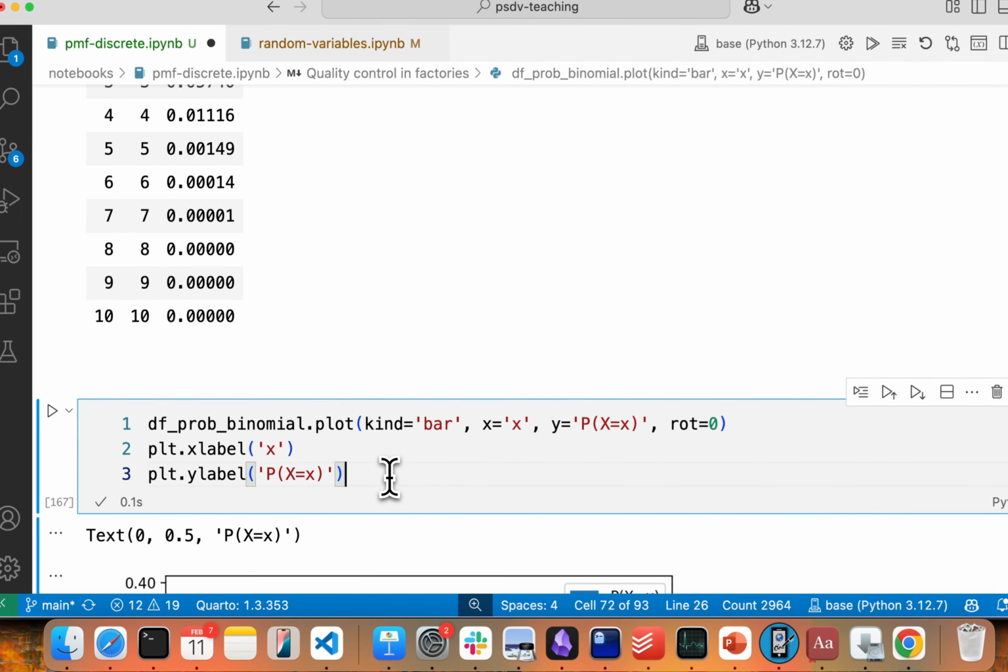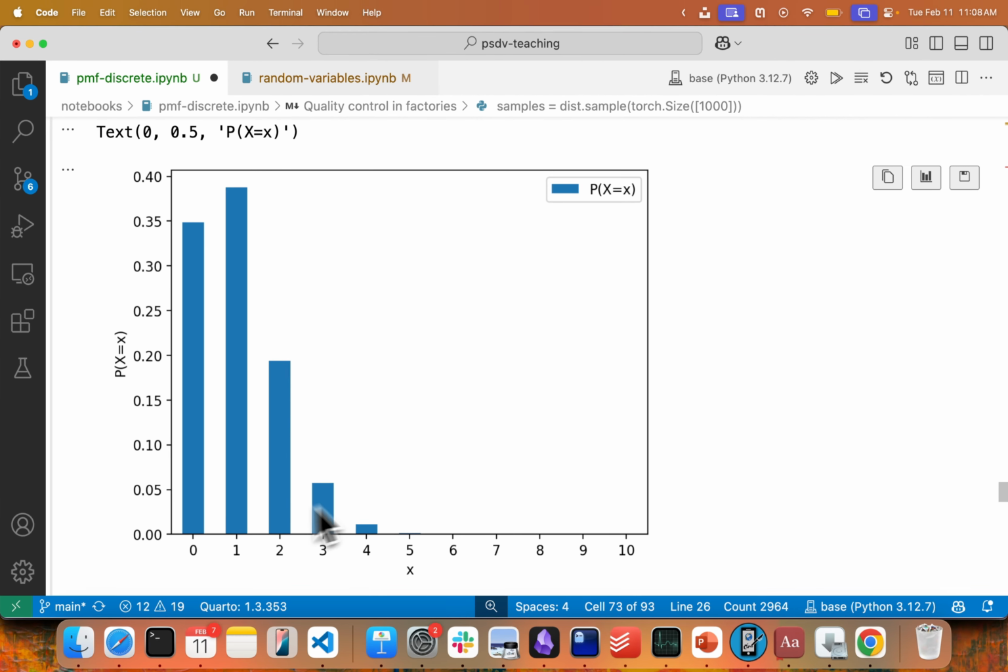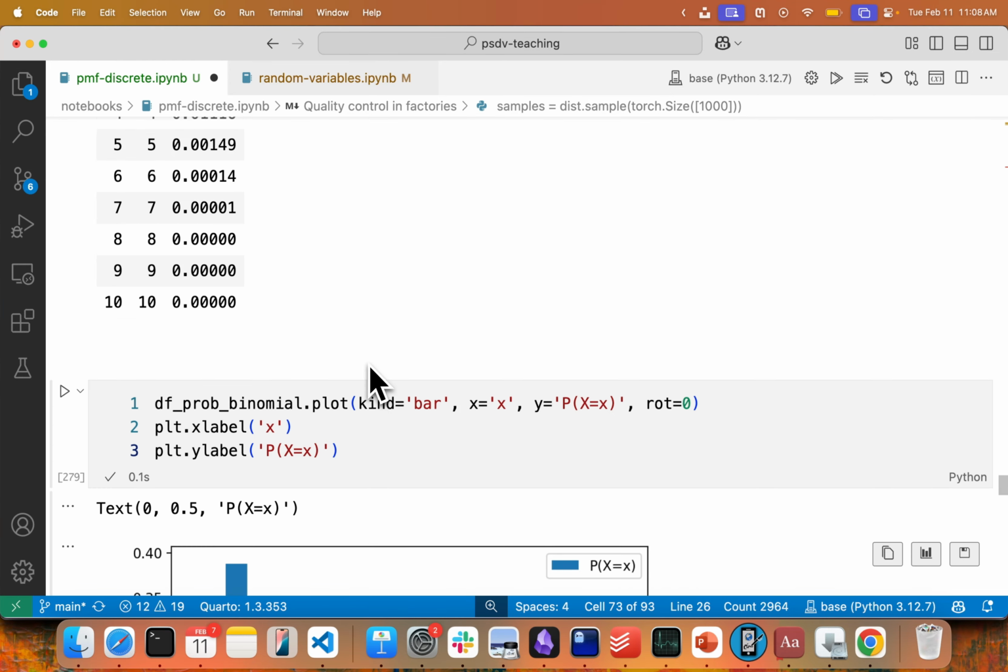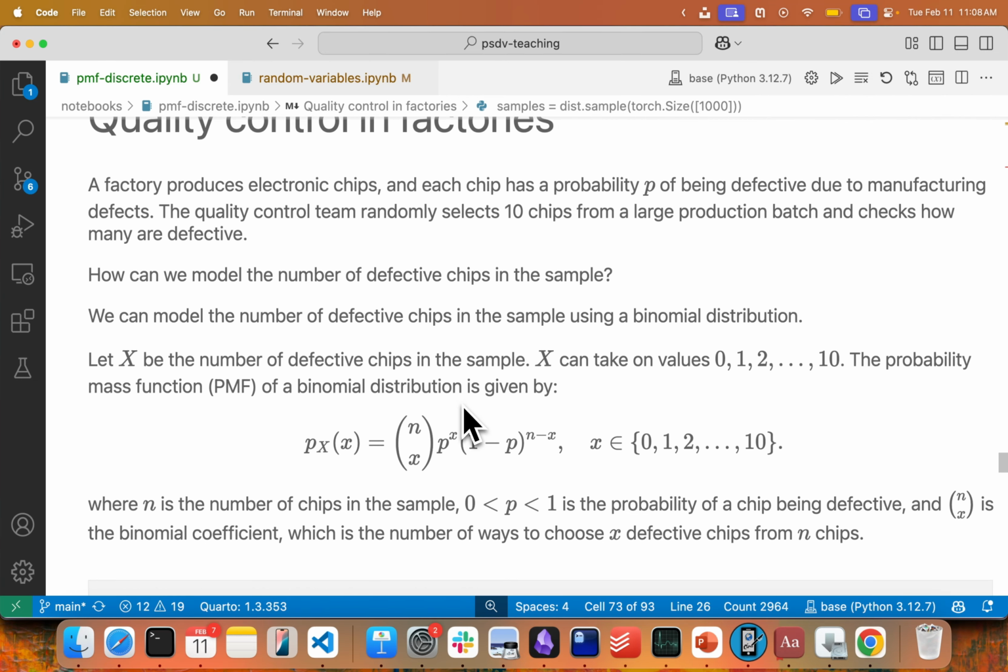I am also now plotting the true PMF. So this is how the true PMF would look like. It is peaking at 1. Why is that the case? It's peaking at 1 because just look at what we'd given. The probability of failure is 0.1.